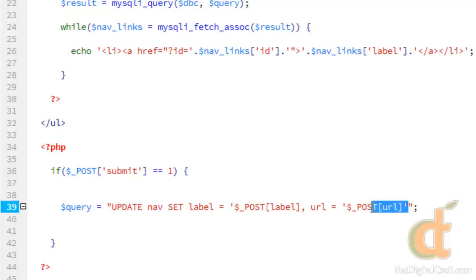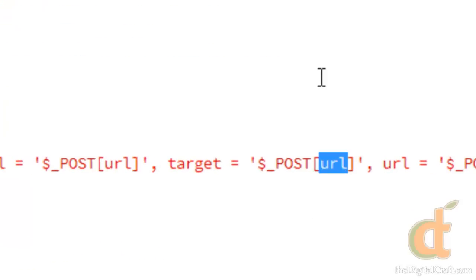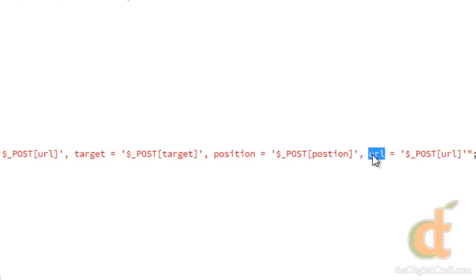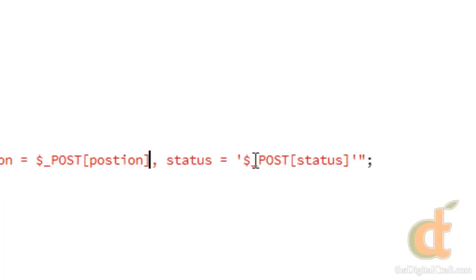And I found that when doing this, it's really handy to just go ahead and copy and paste this a few times. So copy, paste, paste, paste. And remember, you'll notice I got the comma in there. So that's important. So we got label, URL, target, position, status. And again, we can take the quotes off of position and status.